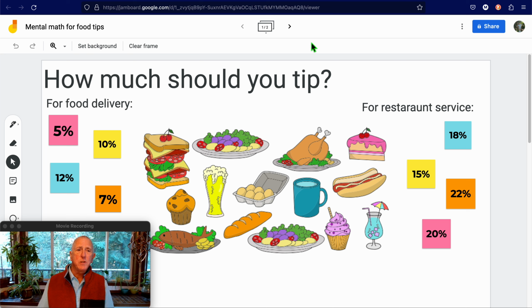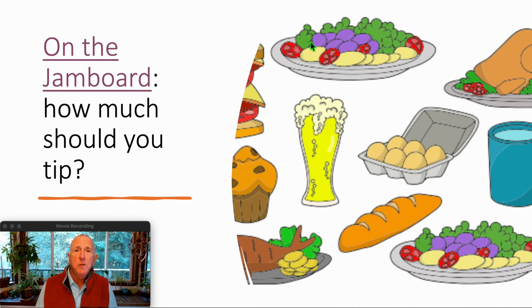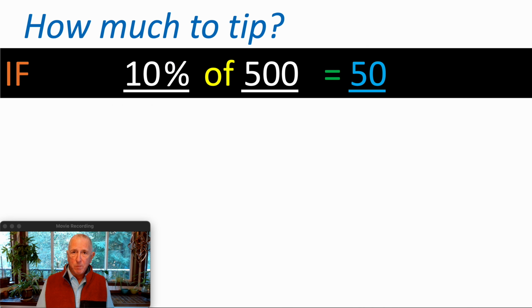Okay, I see your answers here. Food delivery, 5% up to 12%, maybe more. Restaurant service, 15, 20, maybe even higher than that. Okay, those numbers sound good. Let's use what you know now, working from that 10% mental math calculation.